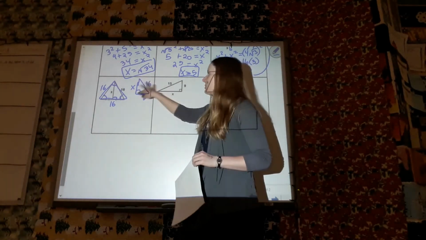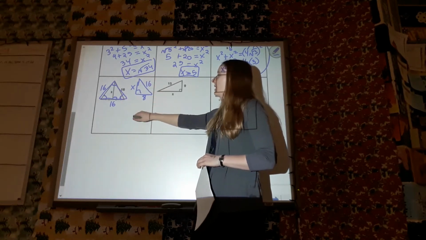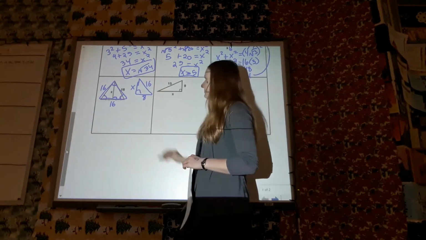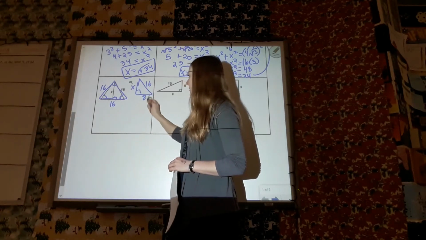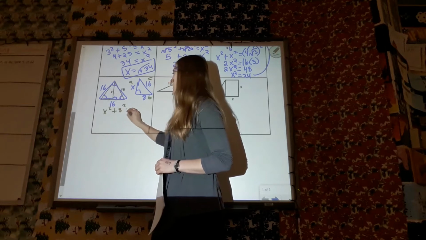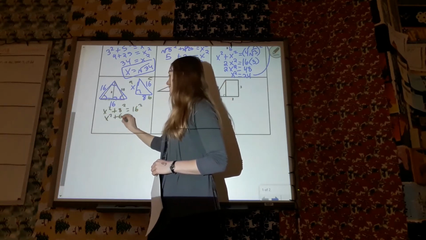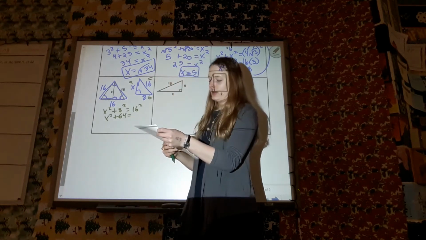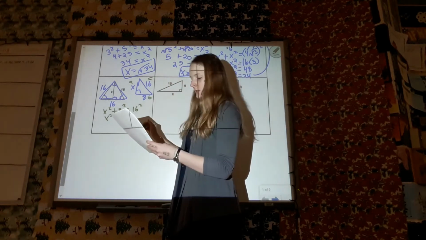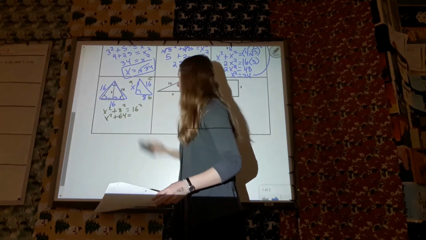So once you have this triangle worked out, and it's a good idea to draw it off to the side with all the information isolated, I can now use Pythagorean theorem. So I have x squared plus 8 squared equals 16 squared. Oh, sorry. I took a step ahead.